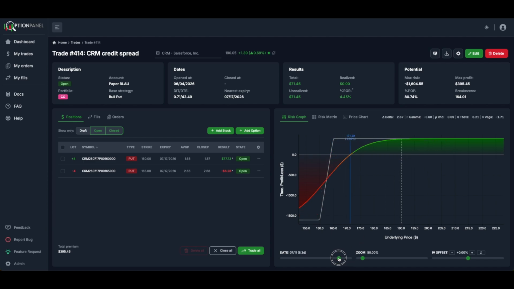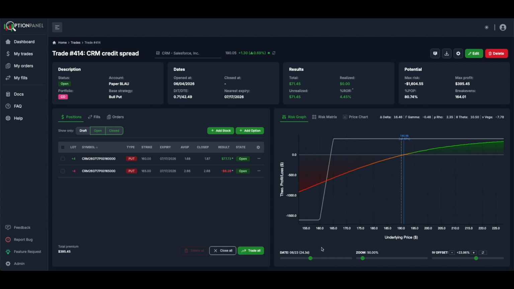Now, let me bring the time control back to the present moment and instead adjust the volatility control. I'll simulate first a rise in volatility and then a drop. This trade carries negative vega, meaning it loses value when volatility increases and gains value when volatility decreases. You can see that reflected directly in the graph as I move the control in each direction, and of course, you can combine both controls simultaneously, simulating any combination of time passage and volatility change to see their joint effect on your profit and loss curve.